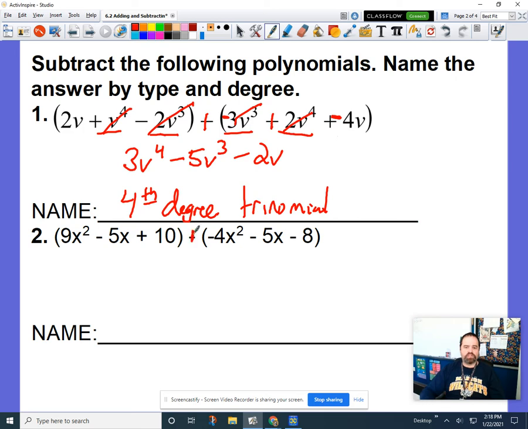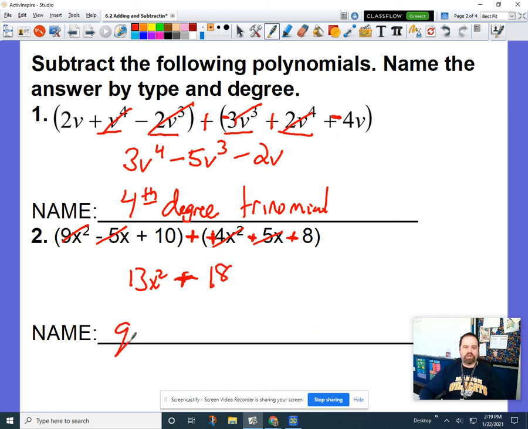Okay, so same thing on this one. I'm going to change my subtraction to addition, and everything after that is going to change. So this is now a positive 4, a positive 5, and a positive 8. Okay, so I'm going to go back and pair them up. The x squareds, 9 plus 4 is 13, x to the second. Negative 5 plus positive 5, there's no x term in this. These guys cancel each other out. And then 10 plus 8 is just 18.